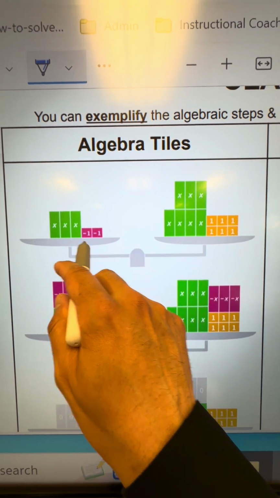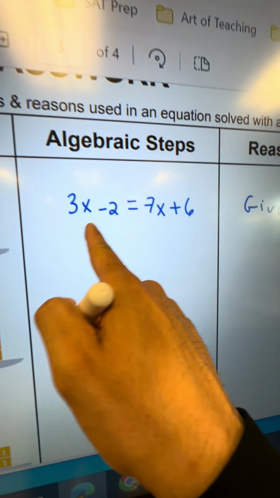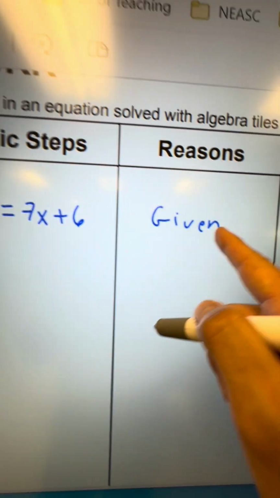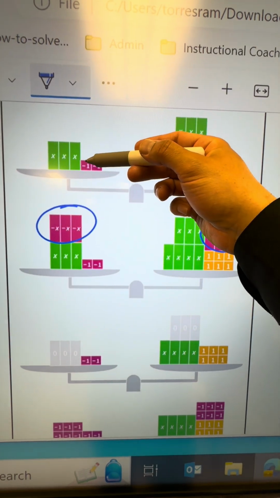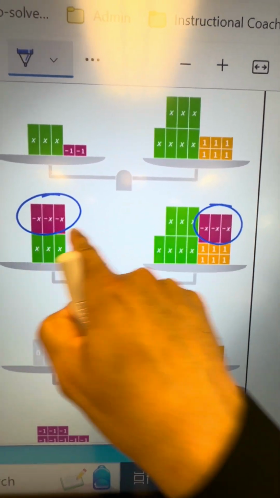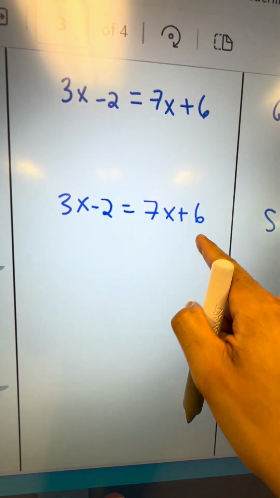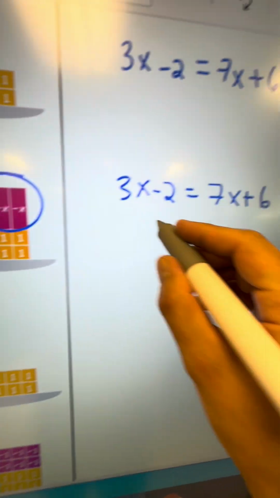We have 3x minus 2 equals 7x plus 6. So that's our algebraic step here, and the reason will be given. Then when I compare this step to the next step, I can see that what's new is they took away 3x on both sides. So as stated before, we copied the original problem. And now we're just going to show we're taking away 3x to both sides.